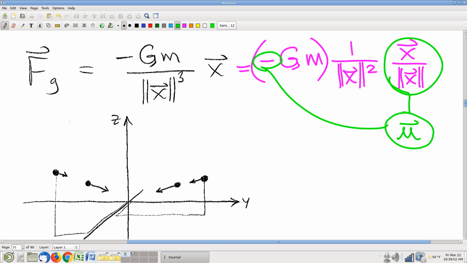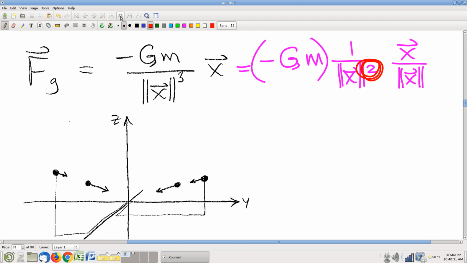Said differently, one of the factors of magnitude x here really is just part of how we use the x vector to describe a unit vector direction. So, in terms of the magnitude, here's the magnitude formula. How does the magnitude depend on distance from the origin? Anyway, how does the magnitude depend on the magnitude of x? Well, inverse square. Everybody on board? Okay. All right.